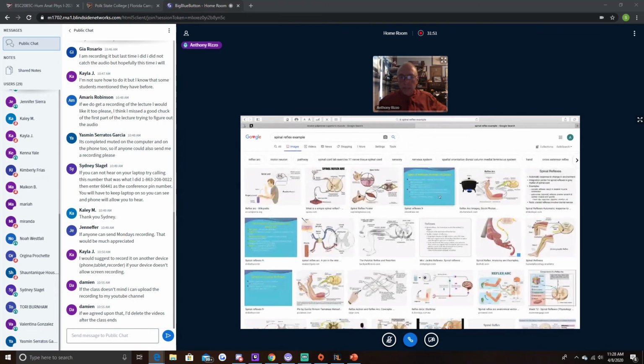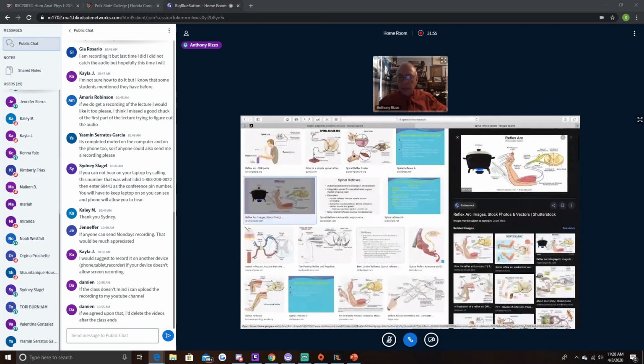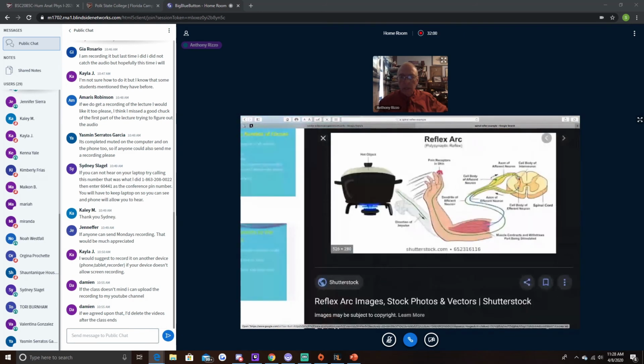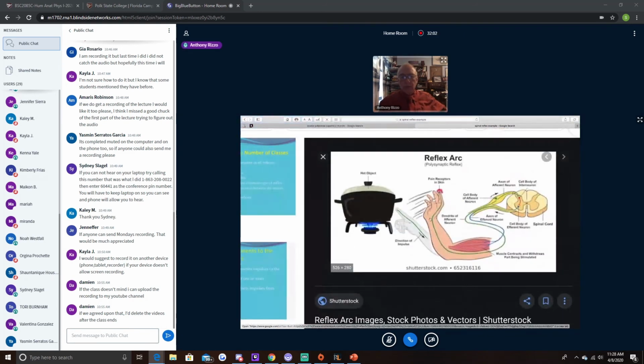Here is an example of a spinal reflex. And I want to make this bigger. Here's an example of a spinal reflex. Here's a hot thing. You're not supposed to touch that. So stupidly, somebody touches it, and the sensory dendrite carries the impulse up, up, up to the dorsal aspect of the cord, which is the sensory aspect.